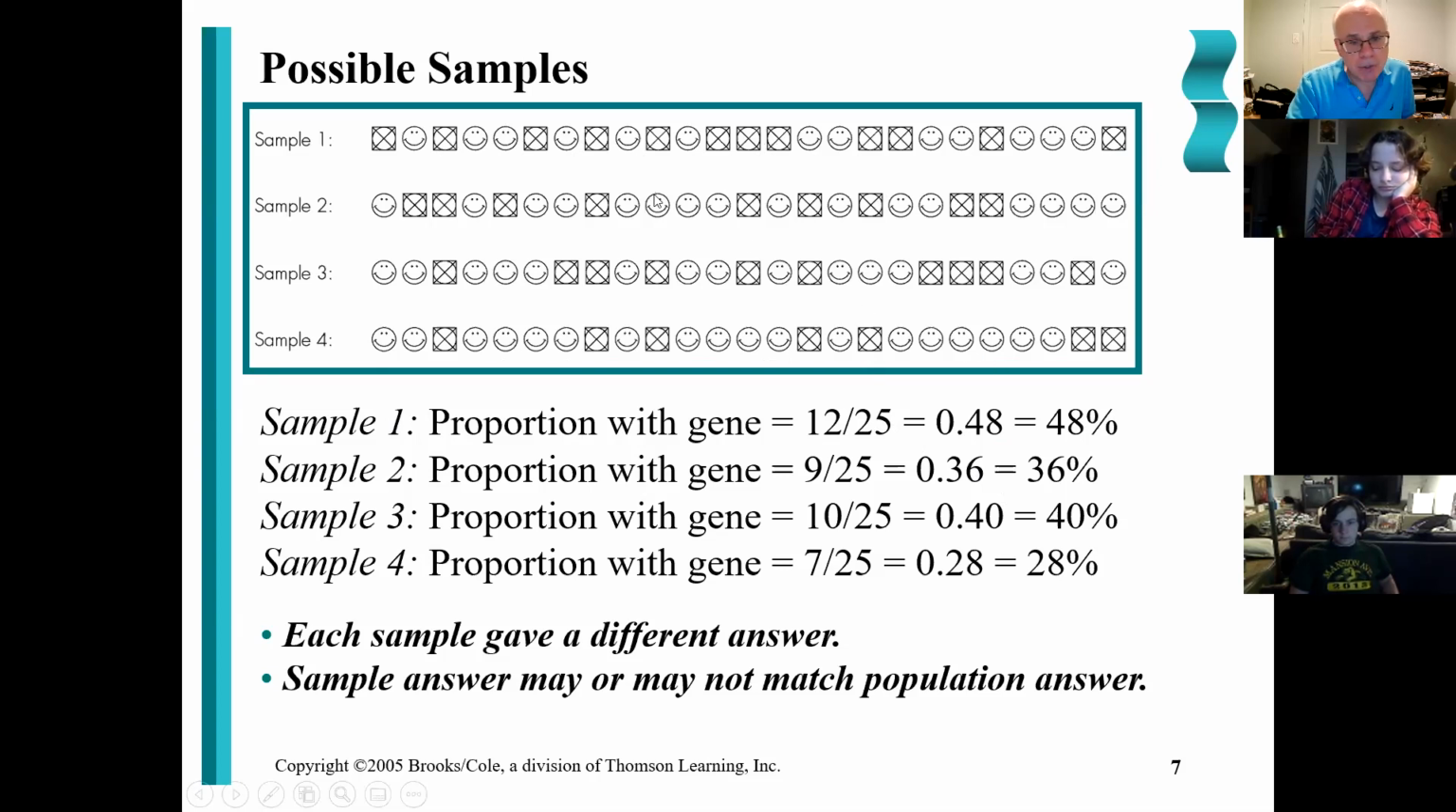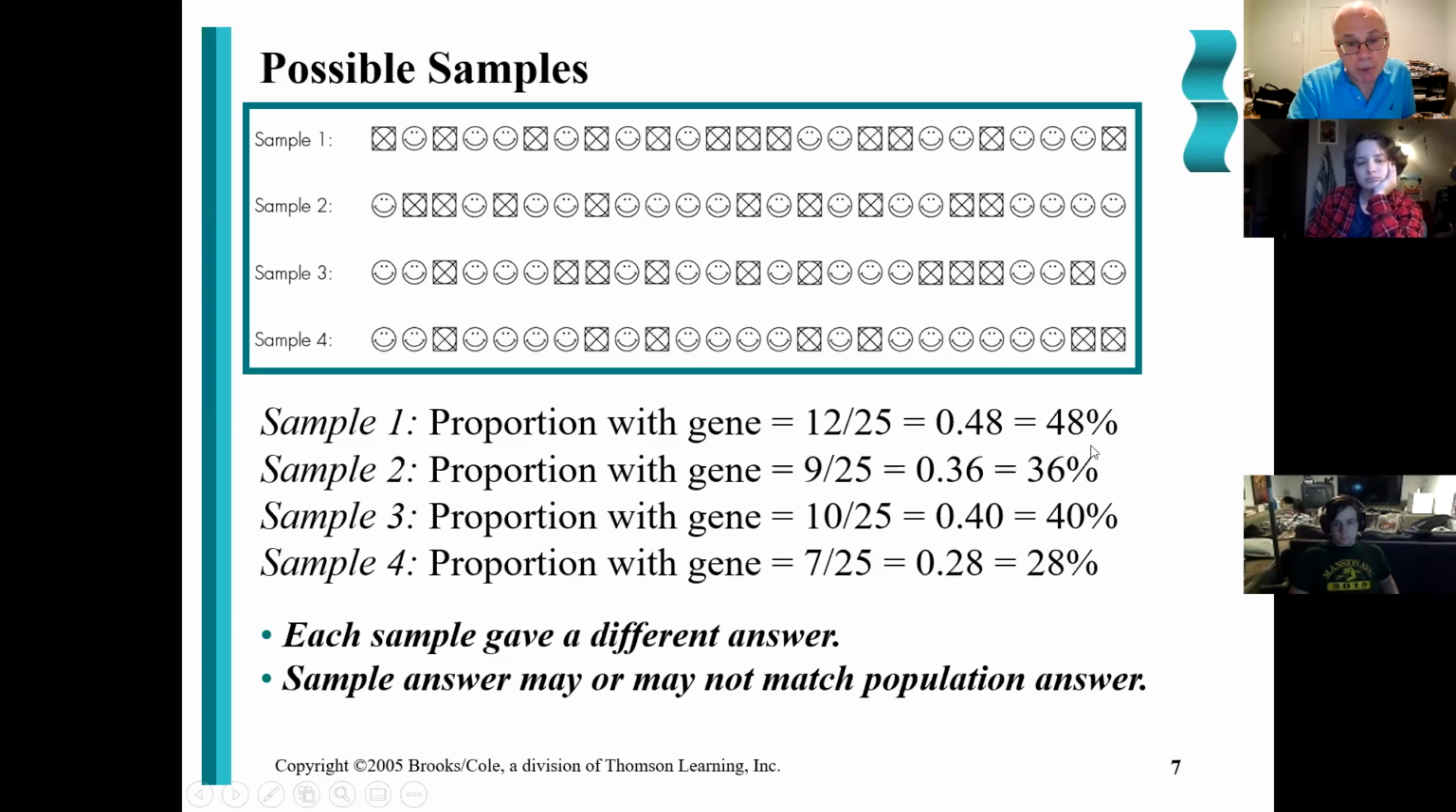Somebody else in the class does a random sample, 25 people, and they find that 9 of them have these X's here, have the genes. 9 divided by 25 is 36%, and so forth. So we see person number 3 found 10 people, person number 4 found 7 people, and these are the percentages.